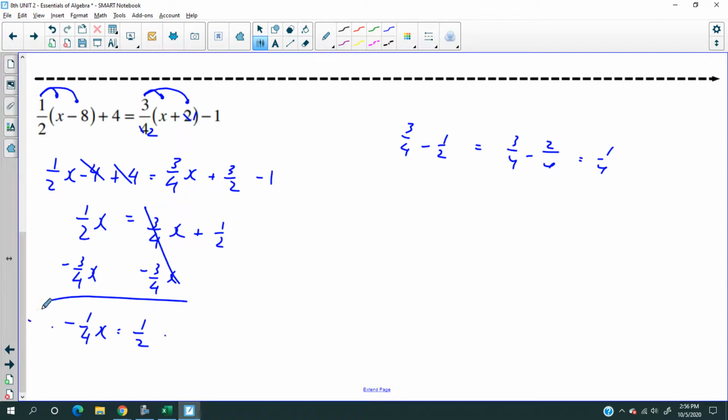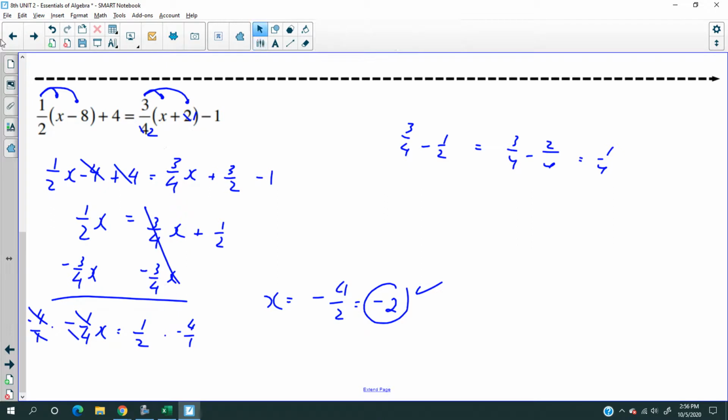Multiply both sides by the reciprocal. Cancel. Now what is that? Negative 4/2. That is negative 2. Okay. Wow. A lot of steps, right? Must have taken me like over a minute to do this. But you see why this would take time, right?